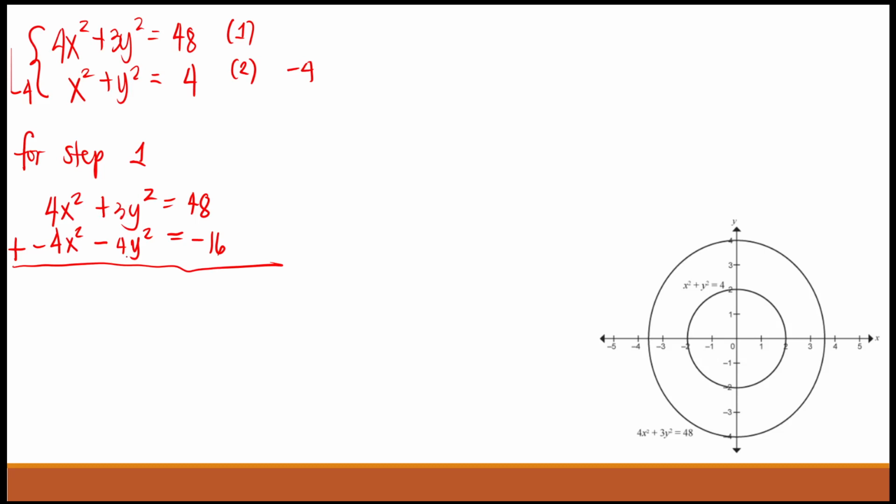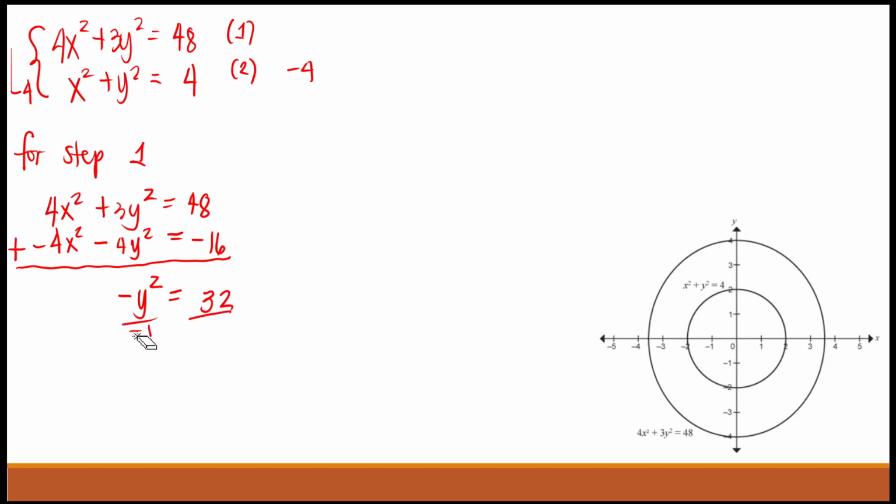Matitira dito sa kabila is negative y squared kasi positive 3y squared plus negative 4y squared, that is negative y squared, and that is equal to, on the right side, 48 plus negative 16 is positive 32. I'll divide -1 both sides.